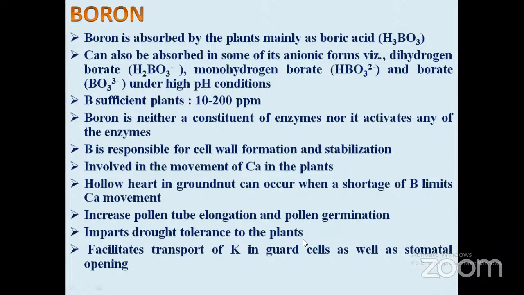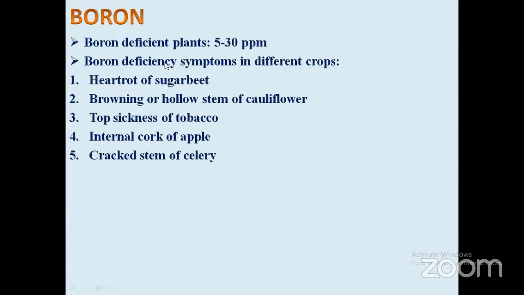Okay. Now moving ahead to the concentration of boron in the plant that causes the deficiency, that is 5 to 30 ppm. If it is less than this range, then there will be deficiency of boron. And boron deficiency symptoms in different crops are heart rot of sugar beet, browning or hollow stem of cauliflower, top sickness of tobacco, internal cork of apple, cracked stem of celery. I have tried to incorporate those deficiency symptoms that are very frequently asked in exams. So look at them carefully.